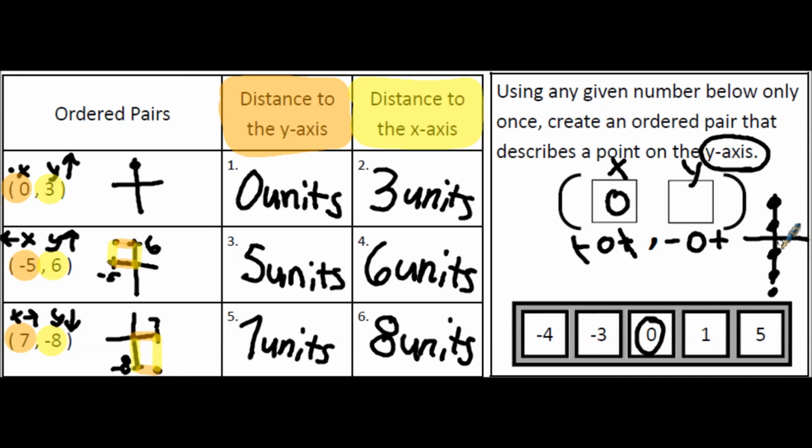For the y, I can go down on the y-axis, so I can be negative. I can stay in the center and be on the y-axis, and I can go on the positive side of the y-axis. So really, any number could be written for this coordinate. I'm going to choose just a negative 4. I could have put in a negative 3, a 1, or a 5 though. Any of those coordinates would have given me a point on the y-axis.